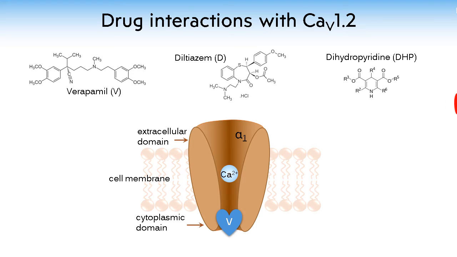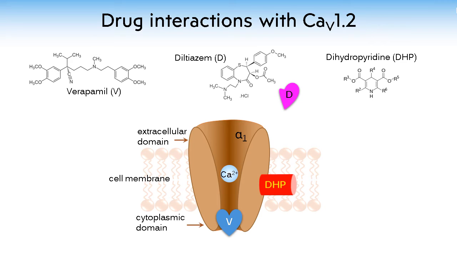This symbol represents the vascular selective dihydropyridines. They bind at a site on the outer surface of the subunit. These drugs don't interfere directly with calcium flux, but act allosterically, in that they cause a conformational or shape change in the protein that holds the pore in a closed state.